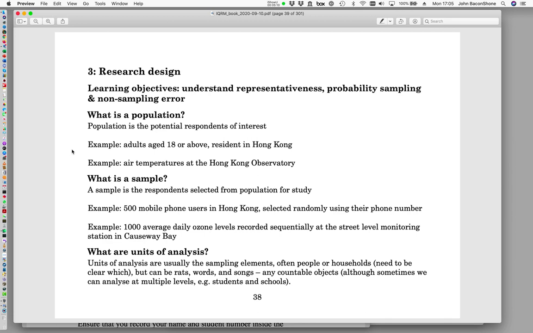Okay, let's look at another example. So let's say we're looking at air quality and we have 1,000 average daily ozone levels recorded sequentially at the street level monitoring station in Causeway Bay. Okay, any problem with that?